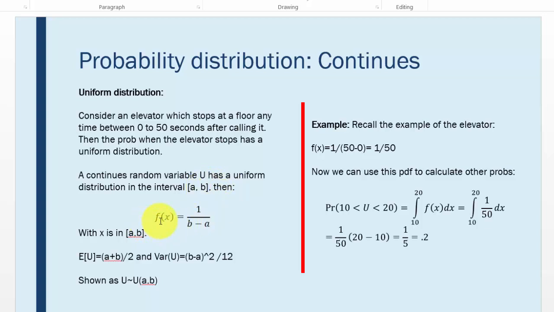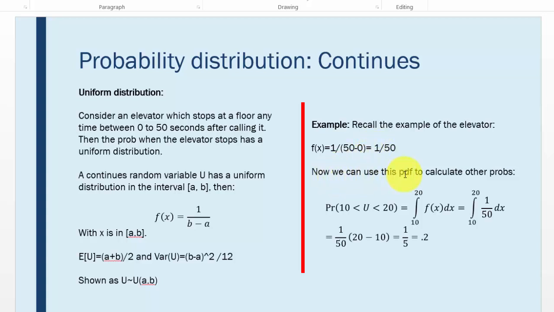Then f of x, which is the probability density function, is 1 over b minus a, with x, of course, taking values in this interval. The expectation of U is (a plus b) over 2, and the variance of U is (b minus a) squared over 12, and it is shown as U distributed uniformly on the interval a, b. Recall the example of the elevator. f of x is 1 over (50 minus 0), which is equal to 1 over 50.